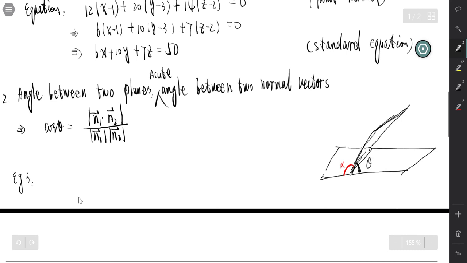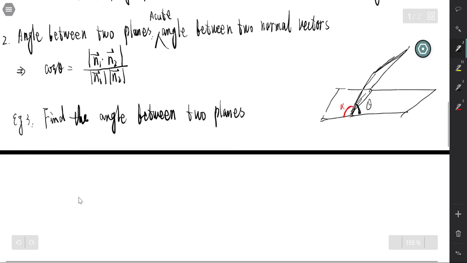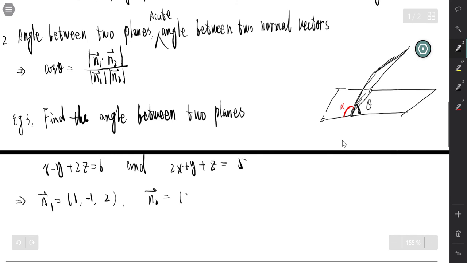Let's see an example. Find the angle between two planes. The first plane is x minus y plus 2z equals 6, and the second plane is 2x plus y plus z equals 5. So n1 is 1, negative 1, and 2. N2 is 2, 1, 1.